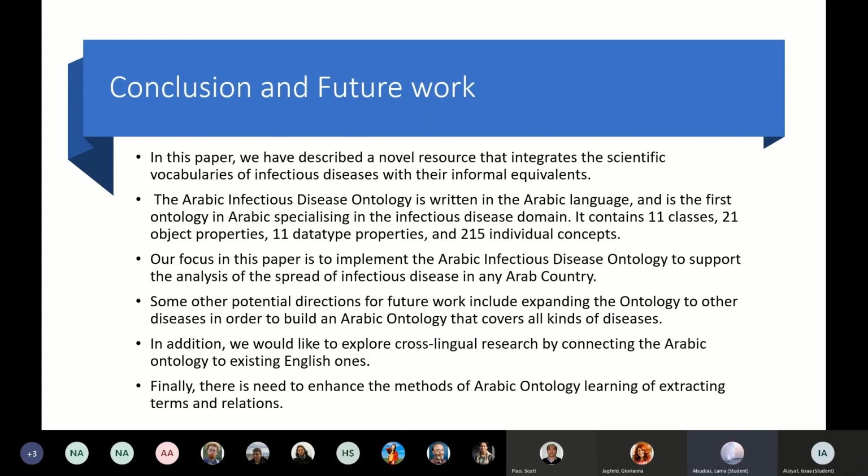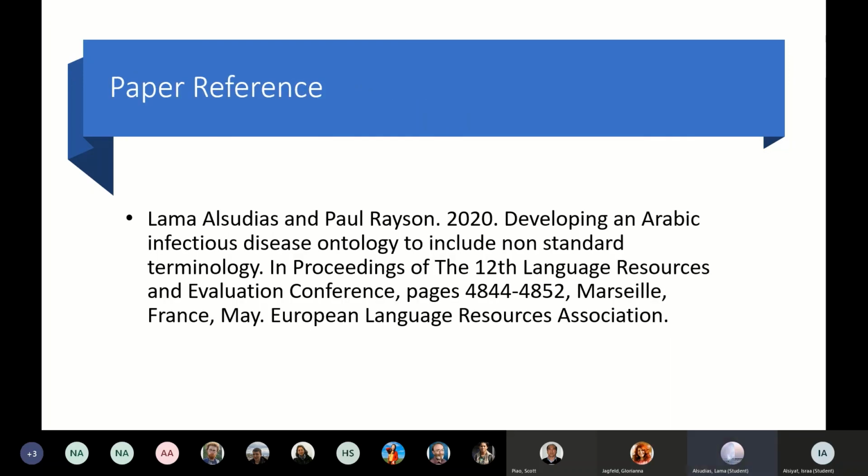Some directions for future work include expanding the ontology to other diseases in order to build an Arabic ontology that covers all kinds of diseases. In addition, we could explore cross-linguistic research by connecting the Arabic ontology with the English one. Finally, there is a need to enhance the ontology learning method for extracting terms and relations. Here is the paper reference, which is published on the LREC conference website.